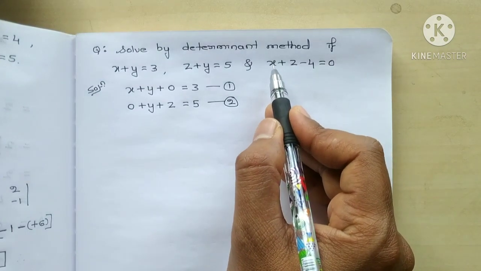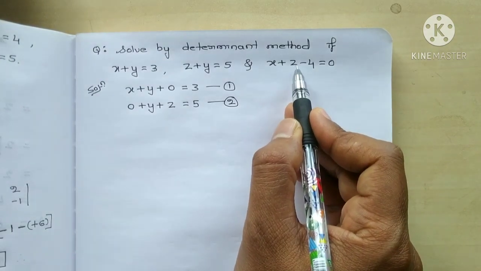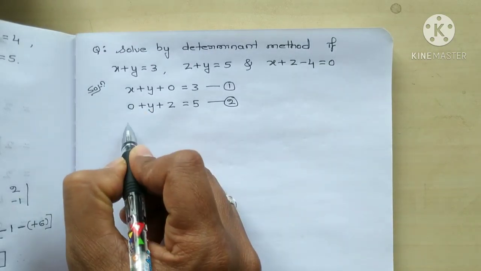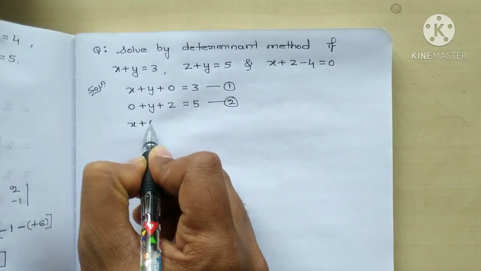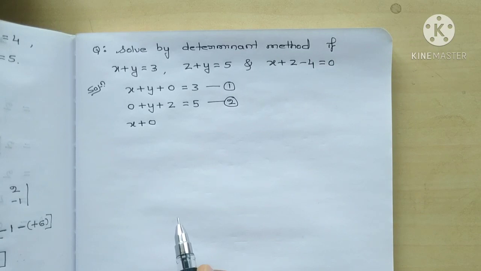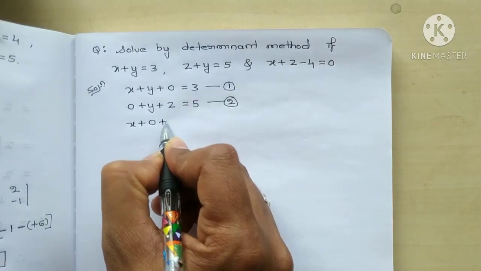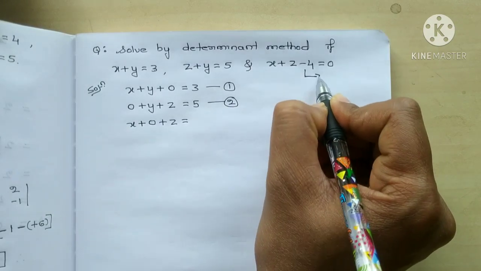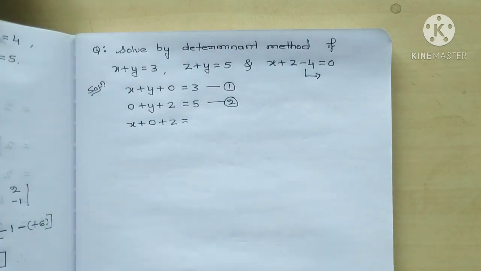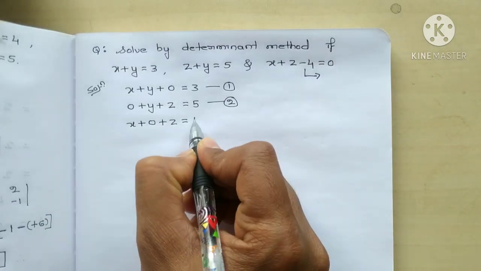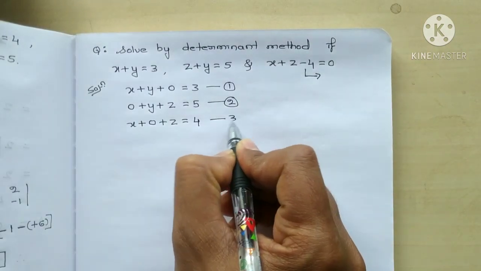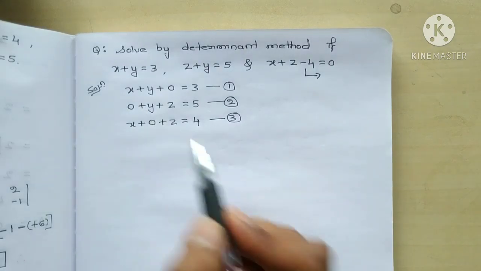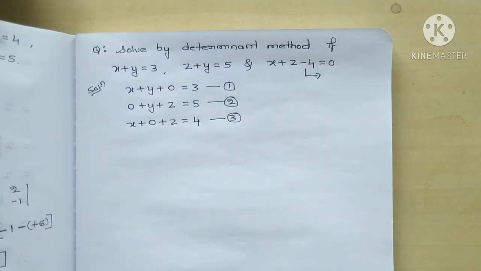Similarly third one. Here x is there, z is there, but which value is not there here? Y value is not there. Therefore x plus y value I am going to take it as 0 and plus z is equals to this minus 4. I am going to shift which side here? Right hand side. Minus 4 becomes what here? Plus 4. Call this equation number 3. Now all 3 equations are in the standard form.